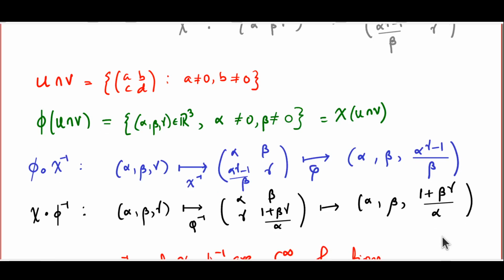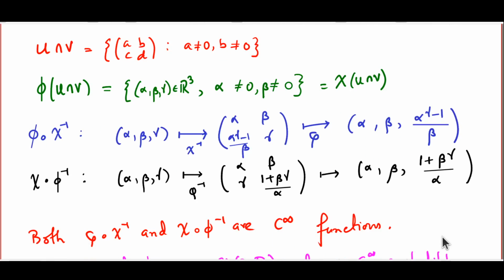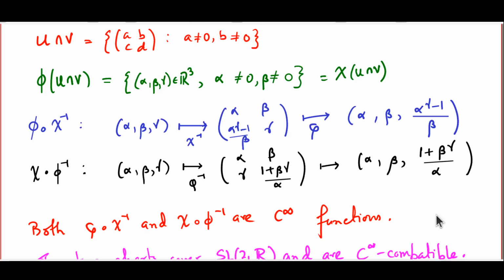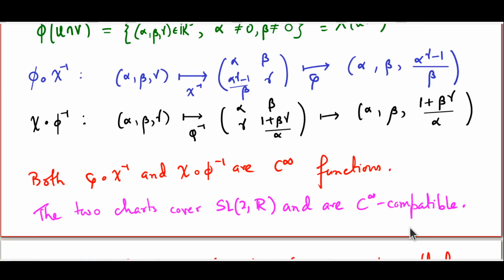Now it's easy to see that both of these functions, phi composite chi inverse and chi composite phi inverse, are genuine proper functions, alpha and beta not being 0 in our domain phi of U intersection V or chi of U intersection V assures us that these calculations are legitimate, and since these calculations involve simply multiplications, addition by 1 and division by a non-zero number, it's easy to see that they are differentiable as many times as you want. So phi composite chi inverse and chi composite phi inverse are C infinity functions, and these two charts on SL2R hence are C infinity compatible.